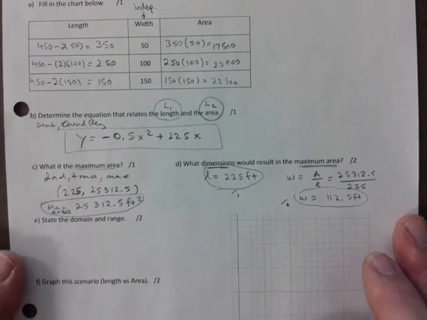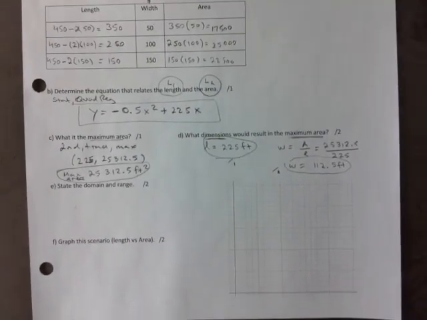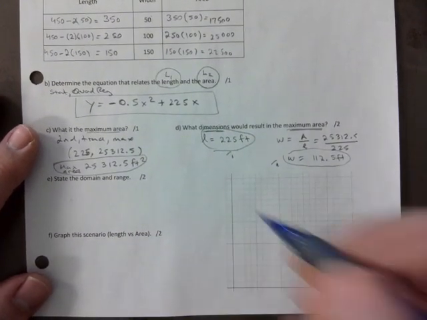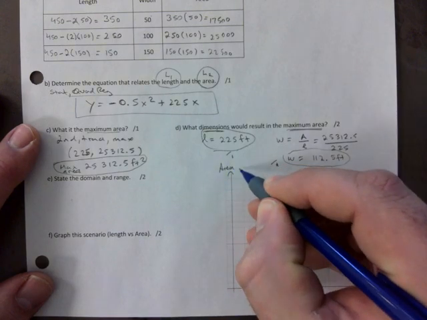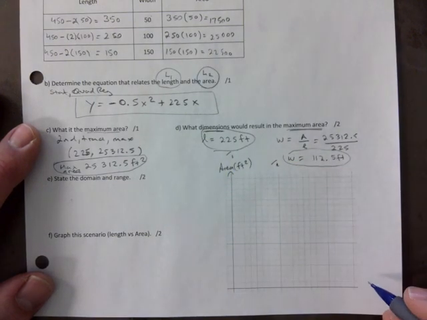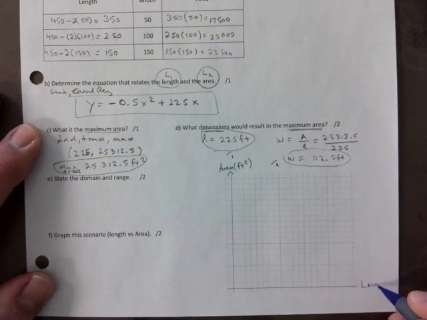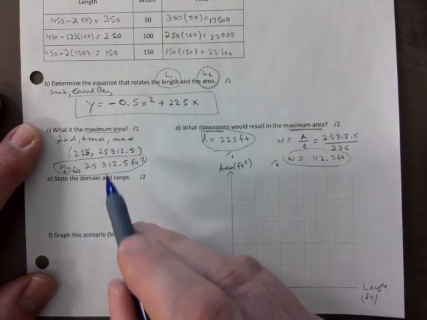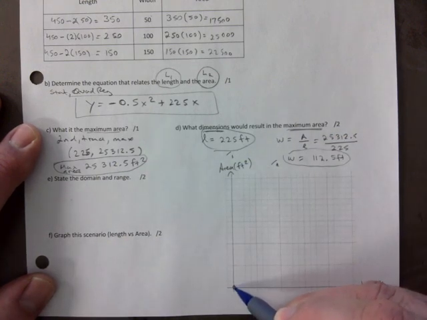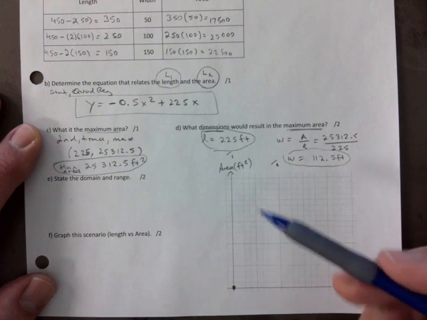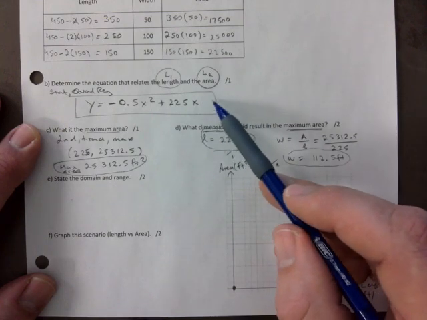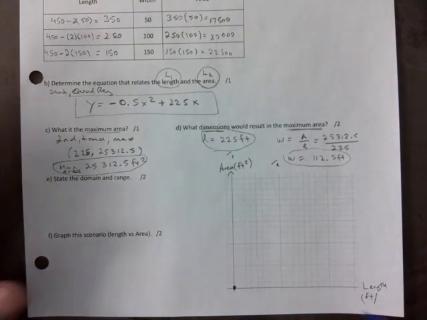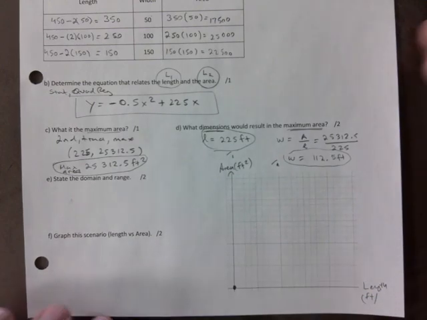State the domain and range. I need to do a little bit of work here, perhaps. I need to first find the intercepts. How about I graph this first? So this would be area in square feet. This should be length in feet. So I need all my intercepts. The vertex I already have. So I know this is 0, 0 here because C is 0, so the y-intercept is 0, 0. We know that. So is the x-intercept. So let's find the x-intercept over on the right side.